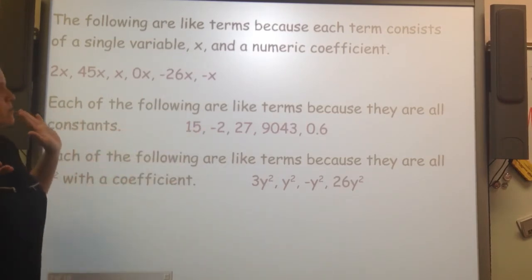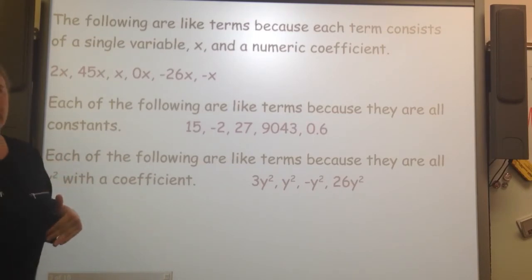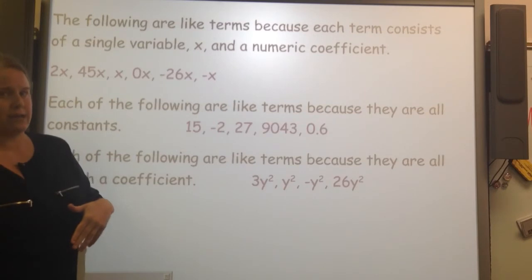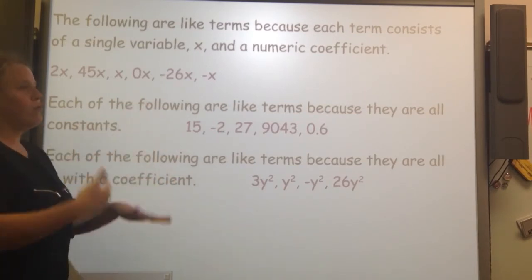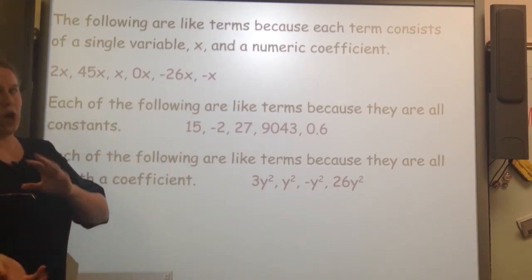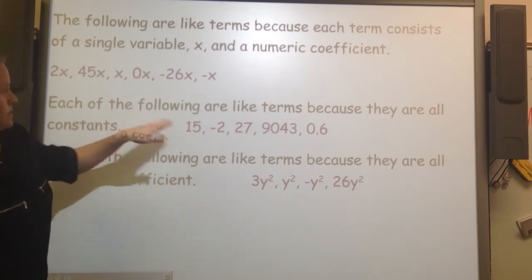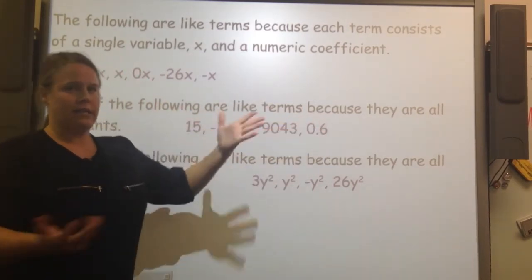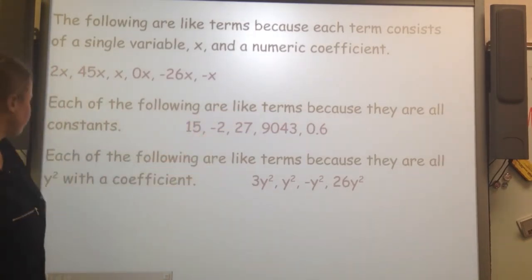So up until this year, you haven't dealt with variables. They've all been constants. That's why you've been able to add and subtract them, because they have no variable and they have no exponent on the variable. So 15, negative 2, 27, basically any number you pick without any letters, you're good to go there.